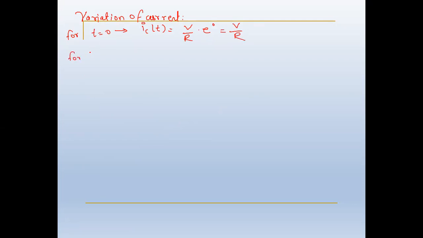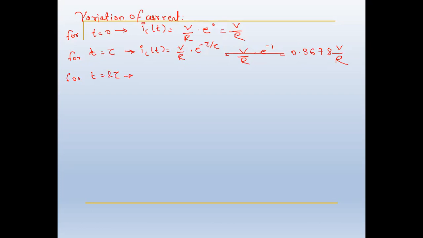Next, for t is equal to tau, IC(t) is equal to V by R into e raised to minus tau by tau, which is V by R into e raised to minus 1, which is nothing but 0.3678 V by R. Now next, for t is equal to 2 tau, IC(t) is equal to V by R into e raised to minus 2 tau by tau, which is V by R into e raised to minus 2.